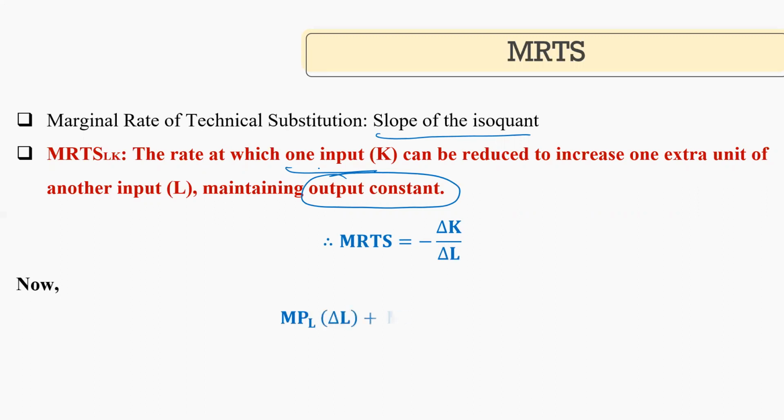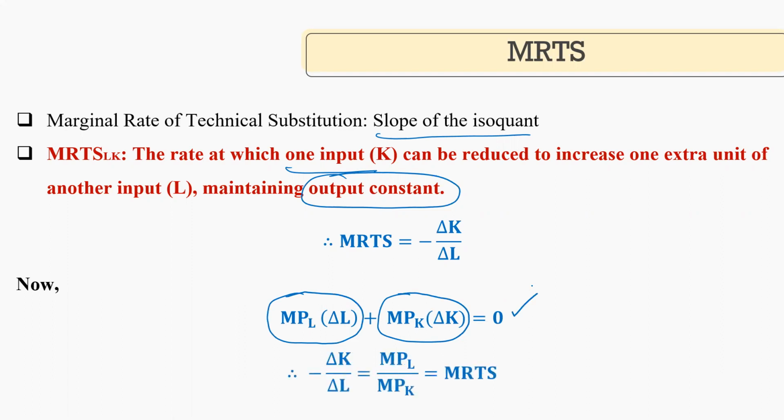Now, here we say that output remains constant. So this shows the amount of change due to change in the quantity of labor. And this shows the amount of change due to change in the quantity of capital. But since output remains constant, this is equal to 0. And therefore, we can say that the marginal rate of technical substitution is the ratio of marginal productivity of both the inputs, that is MPL upon MPK.